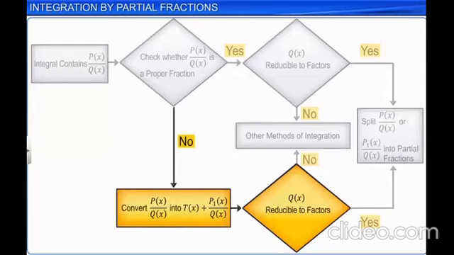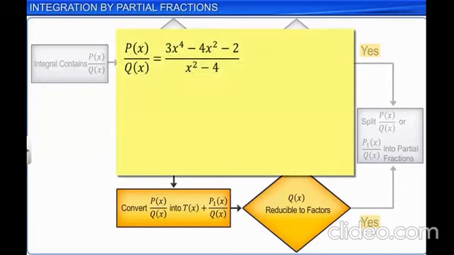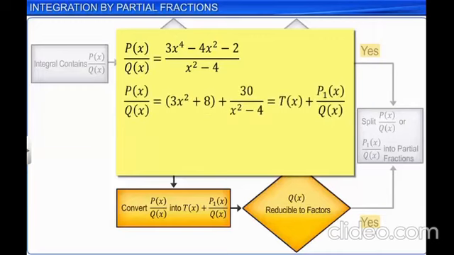For example, if P(x)/Q(x) is an improper fraction, as shown here, then, to convert it into a proper fraction, divide the numerator by the denominator. After the division, we get this expression. Here, t(x) is equal to 3x² + 8. P1(x) is equal to 30. Observe that now, P1(x)/Q(x) is a proper fraction and can be split into partial fractions. This is how we convert an improper fraction into a proper fraction. Now, split the function into partial fractions.